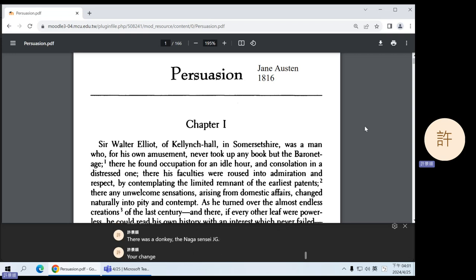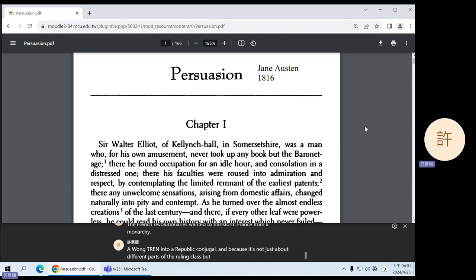就是当地的那个绅士阶级，有钱阶级. So they're not fighting for a bigger voice. They're fighting for control of the entire country. The French revolutionaries wanted to transform France from a monarchy, 王权, into a republic, 共和国. And because it's not just about different parts of the ruling class, but different classes, the war was especially bloody.